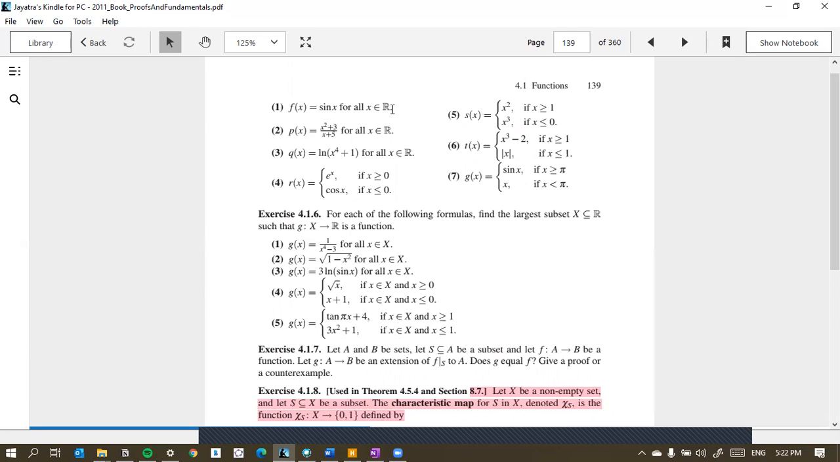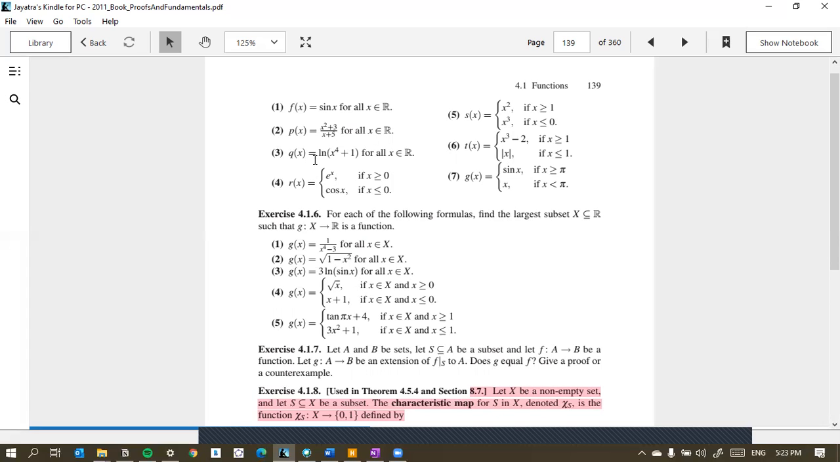Now for p(x) = (x² + 3)/(x + 5) for all x belonging to R, is this a function? This is not a function because -5 cannot go anywhere. This operation is not defined for -5. So it's not a function for x belonging to R. This is, however, a function for x belonging to R minus {-5}. So if you just remove that element from R, you will have a valid function.